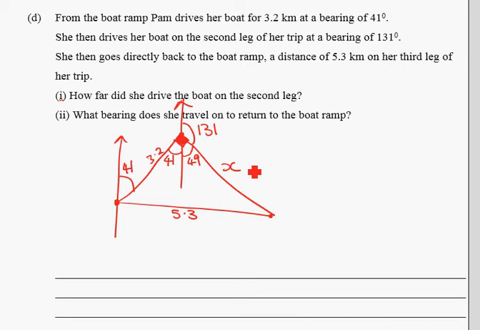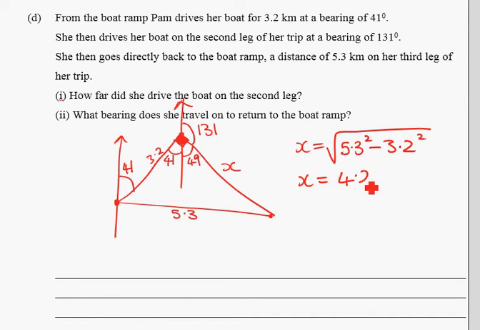So if we start with part 1, how far did she drive the boat on the second leg? Using some Pythagoras, hypotenuse squared minus the other short side. We're using subtraction to find the short side. 4.22 kilometres, 2 decimal places. You should just check that on your calculator. Now it wants what bearing did she travel on to return to the boat ramp. So bearings clockwise from north. We want that angle there.